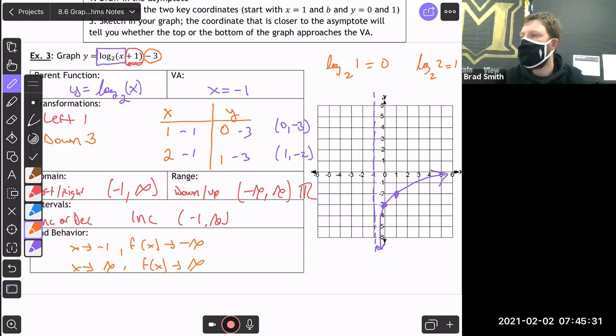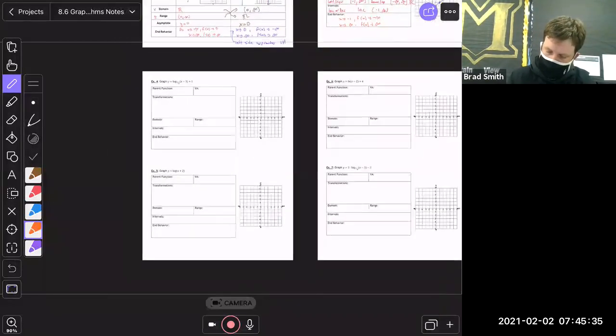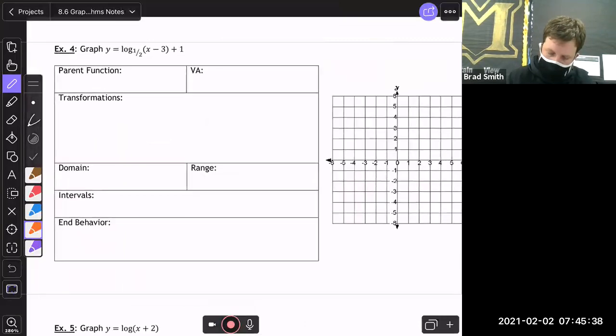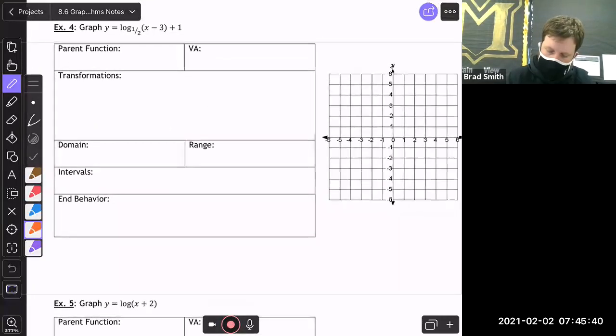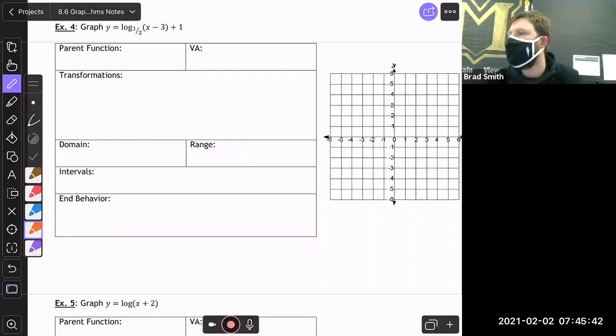Cool. All right, let's look at another one. I'm not going to do all of these examples. That's a lot. I'll do this page and then turn. Where's the natural log in the back? I'll do a natural log.